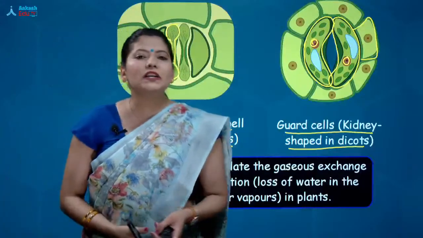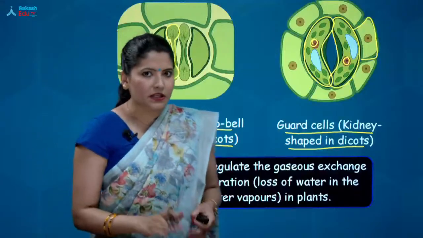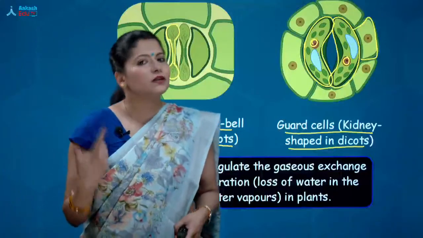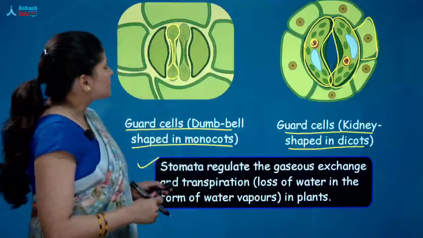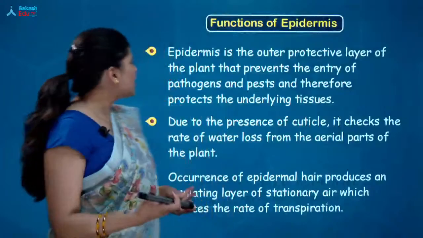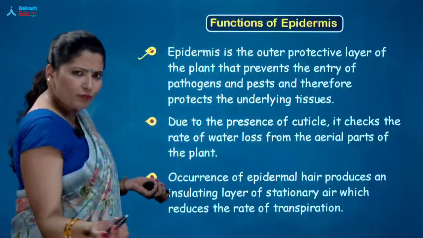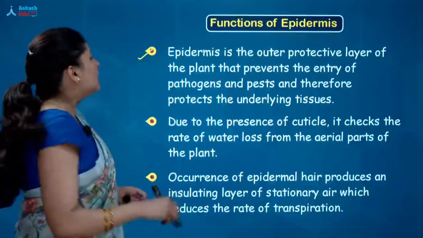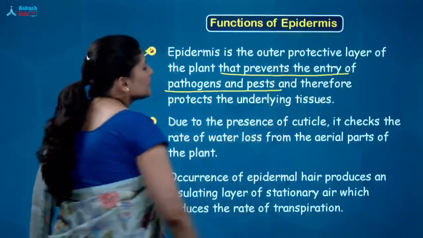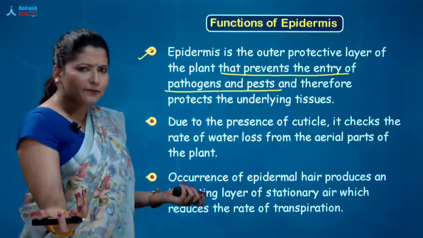So, what is transpiration? It is loss of water in the form of water vapors. That is transpiration. So the basic function of stomata is gaseous exchange and transpiration. These are the functions. Now, what is the function of epidermis? So function क्या होगा? That epidermis is the outer protective layer of the plant. तो main function क्या हुआ? That is protection. It prevents the entry of pathogens and pests and therefore protects the underlying tissue. So, this is quite a clear point.